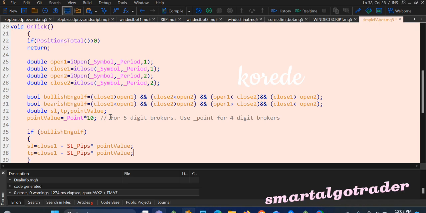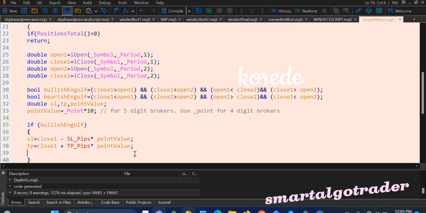So TP is close one plus TP underscore pips multiplied by the point value. Is everything okay here? Yeah, it's okay. So now let's trade.